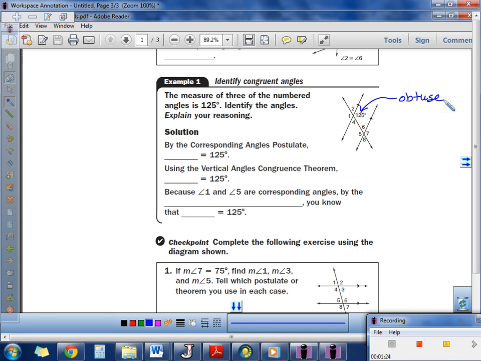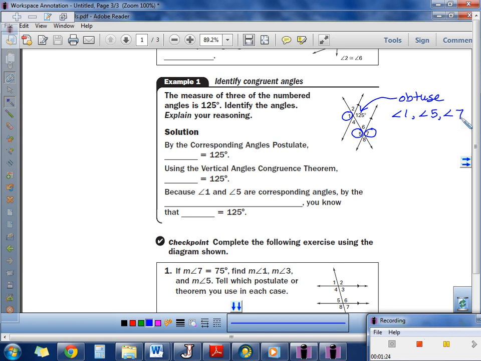What other angles in the picture are obtuse? Angle 1. What else? 7 and 5. 1, 7, and 5 are the other obtuse angles that are the exact same size. And they are only the same size because of those parallel lines. Make sure they have those parallel lines. Without those, you can't say that. So 1, 5, and 7 are also 125. Pretty simple question. Go down and try the checkpoint real quick.